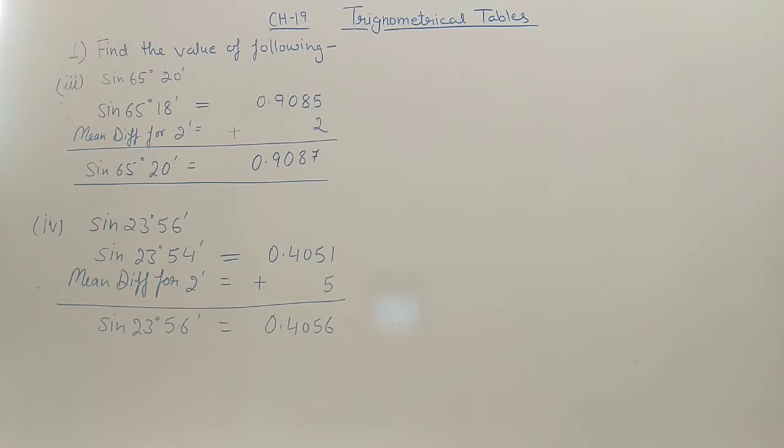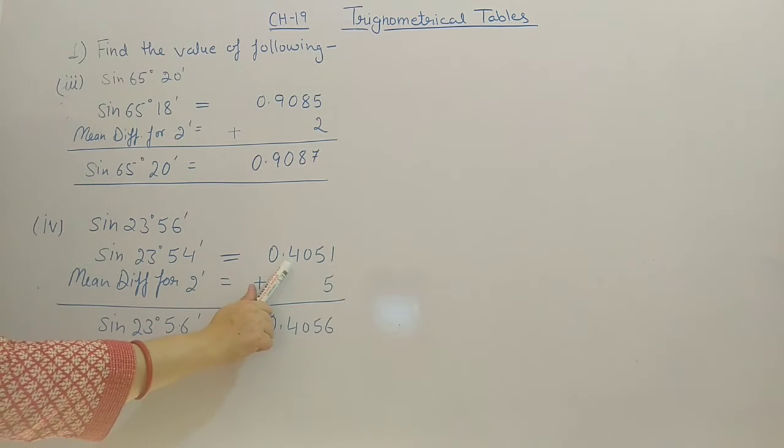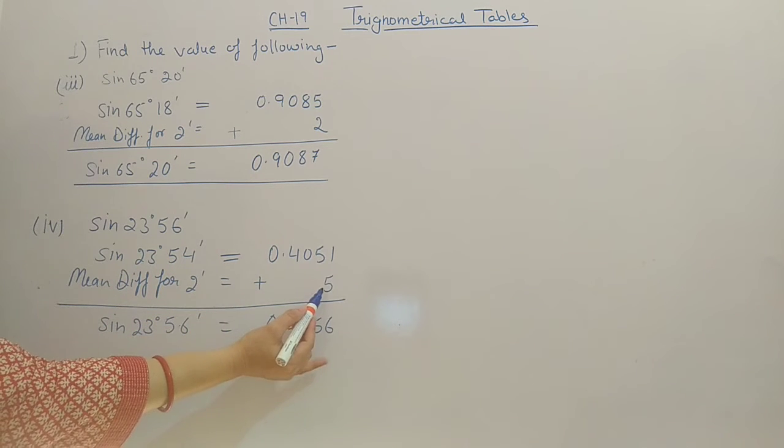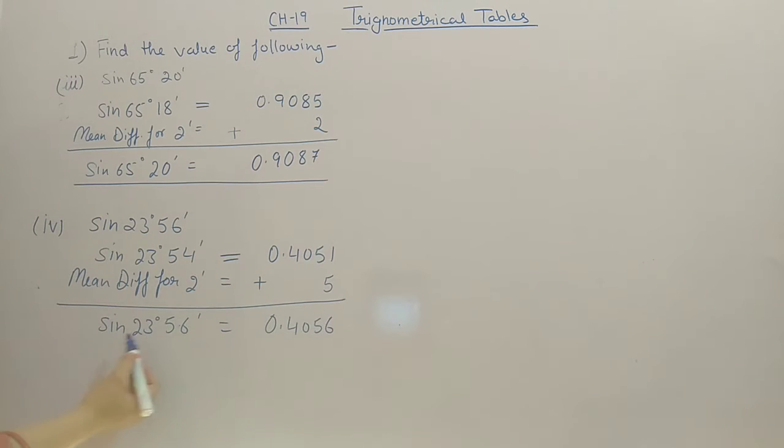Next fourth one, we have to find out the value for sine 23 degree 56 minute. So first check the value for sine 23 degree 54 minute, that is 0.4051. See the difference between these two, that is 2. So mean difference for these two is 5. Check in the same column. And then sine 23 degree 56 minute will be the sum of these two, 0.4056.